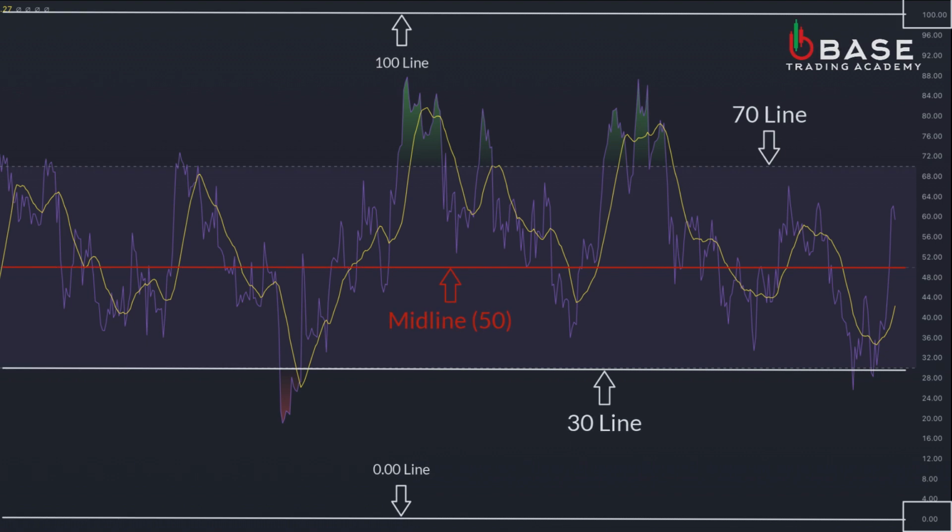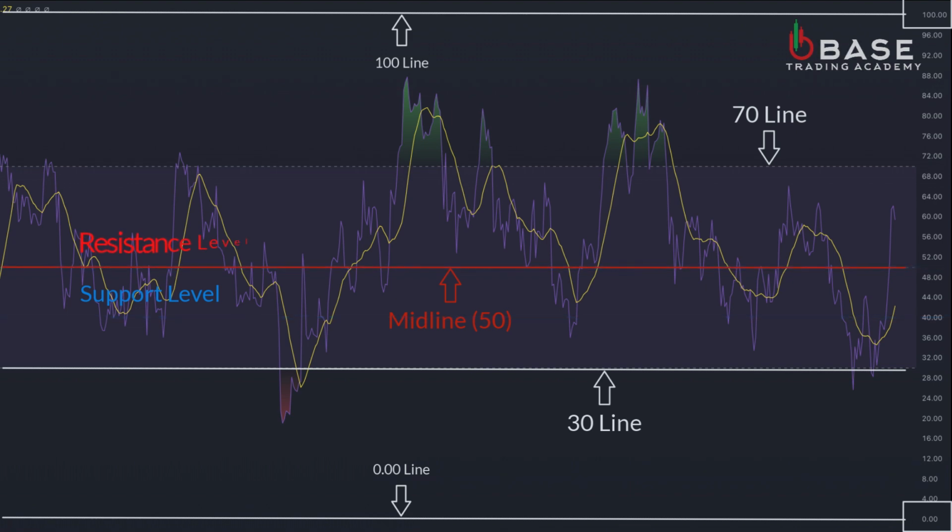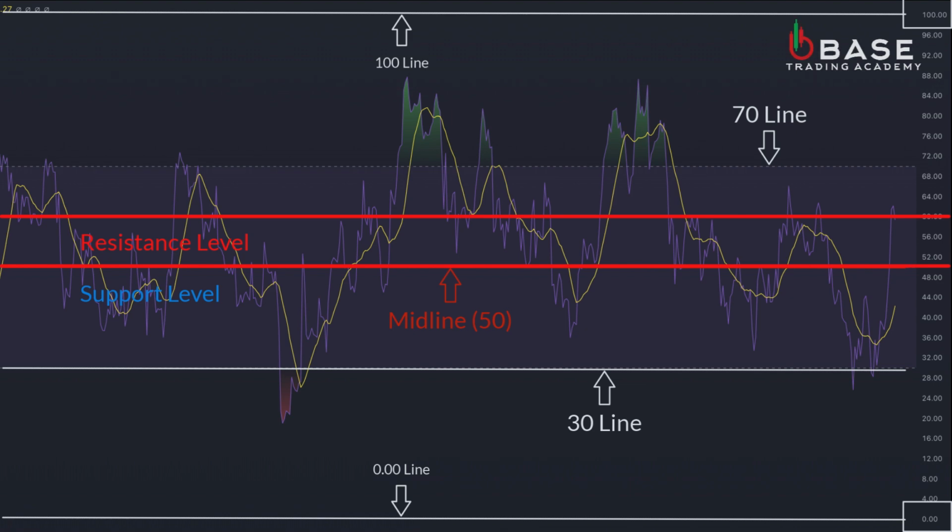Next, the RSI can act as a dynamic support or resistance level. In uptrends, the RSI often finds support at higher levels, such as between 40 and 50. If the RSI bounces off these levels, it can reaffirm the uptrend. In downtrends, the RSI may struggle to surpass higher levels, particularly around 50 to 60, which can confirm the continuation of the downtrend.